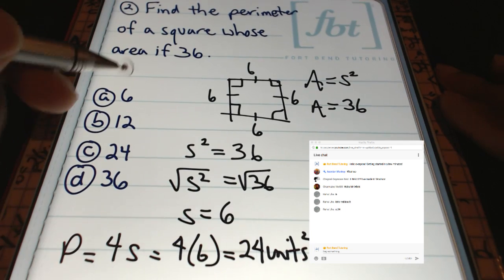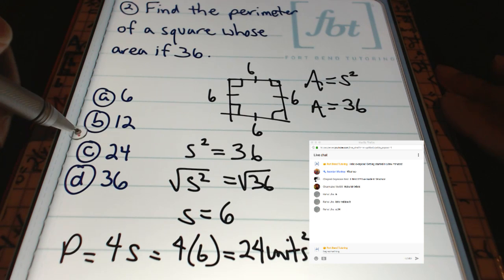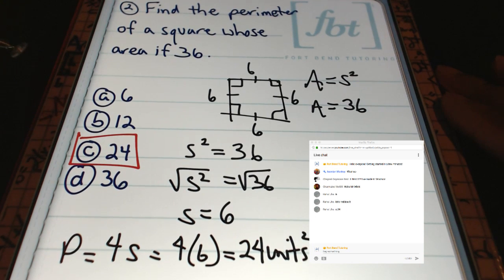Let's go ahead and put a red box around C. Hopefully not all the answer choices are C. We don't want it to seem like it was rigged. That's right, to where all of the answer choices are going to be C today.